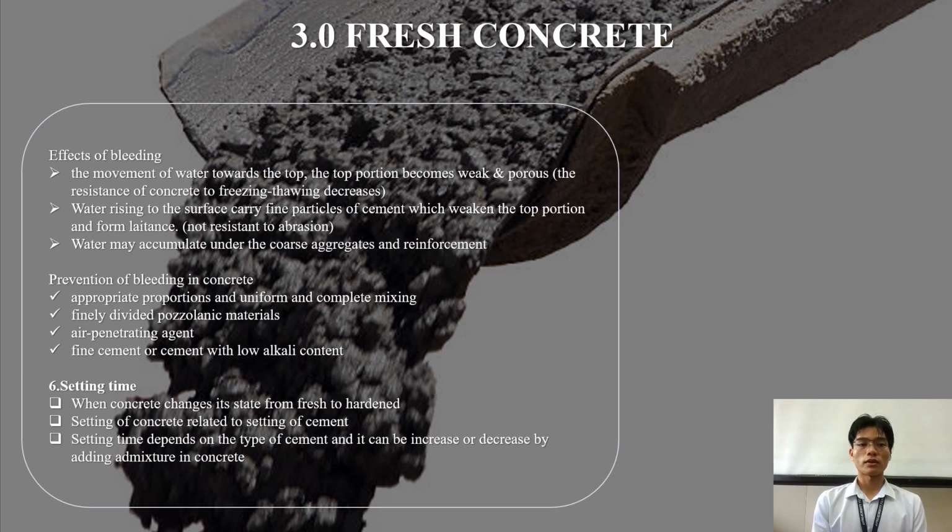Bleeding can be reduced with appropriate proportions and uniform, also complete mixing. Bleeding is reduced by the use of finely divided pozzolanic materials, making a long way for the water to cross. The air entraining agent is very effective for reducing bleeding. Bleeding can be reduced by the use of fine cement or cement with low alkali content.